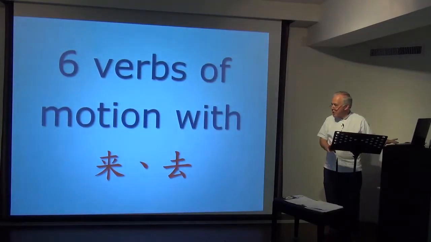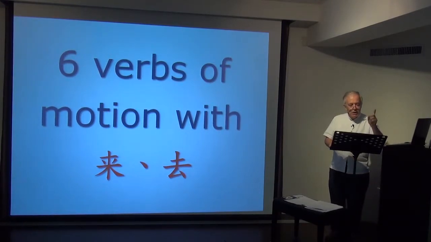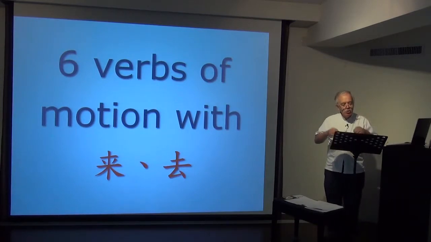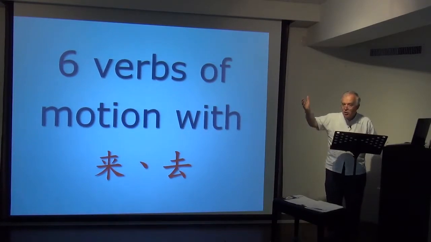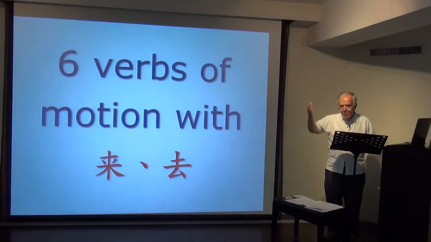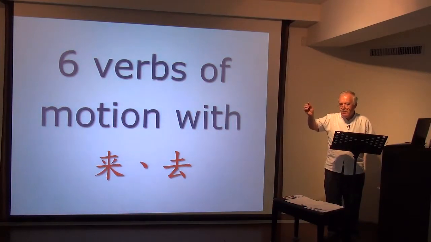Now let's move on to 6 verbs of motion used with 来 and 去. 上下出进回过 used with 来 and 去 indicate both motion and direction in relation to the speaker. 请进来 means come in here. Okay? Motion, come. Direction, here. And so here and there are already embedded in it. I don't have to say 请进来这儿. No. 请进来 means come in here.